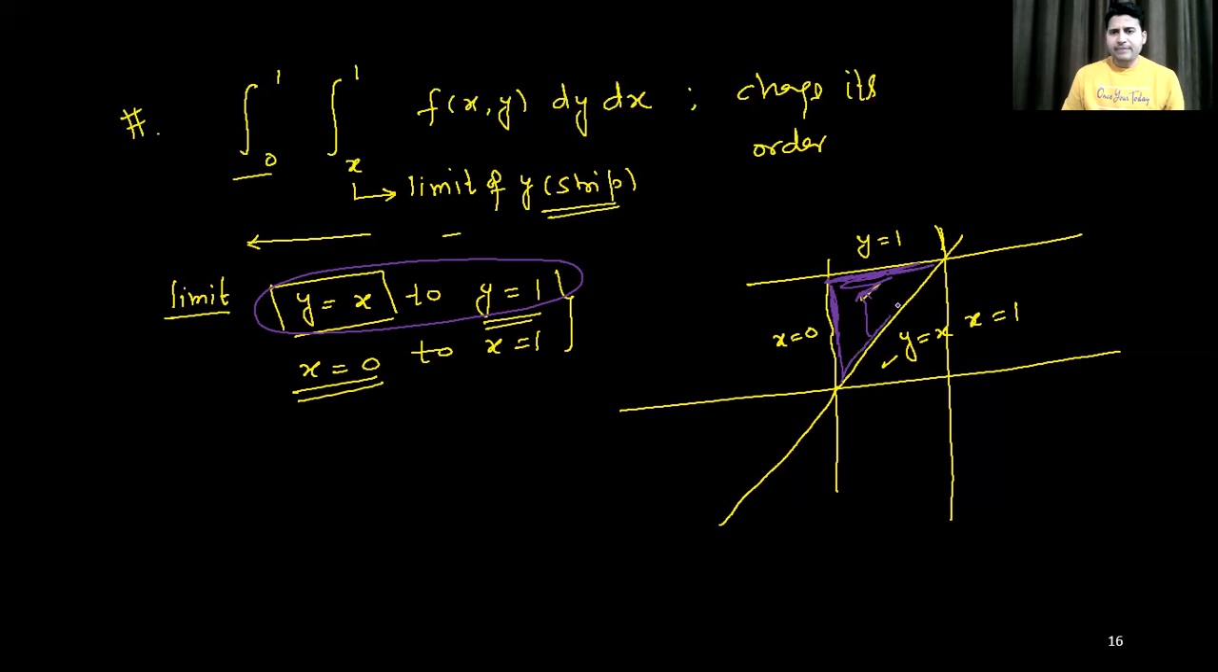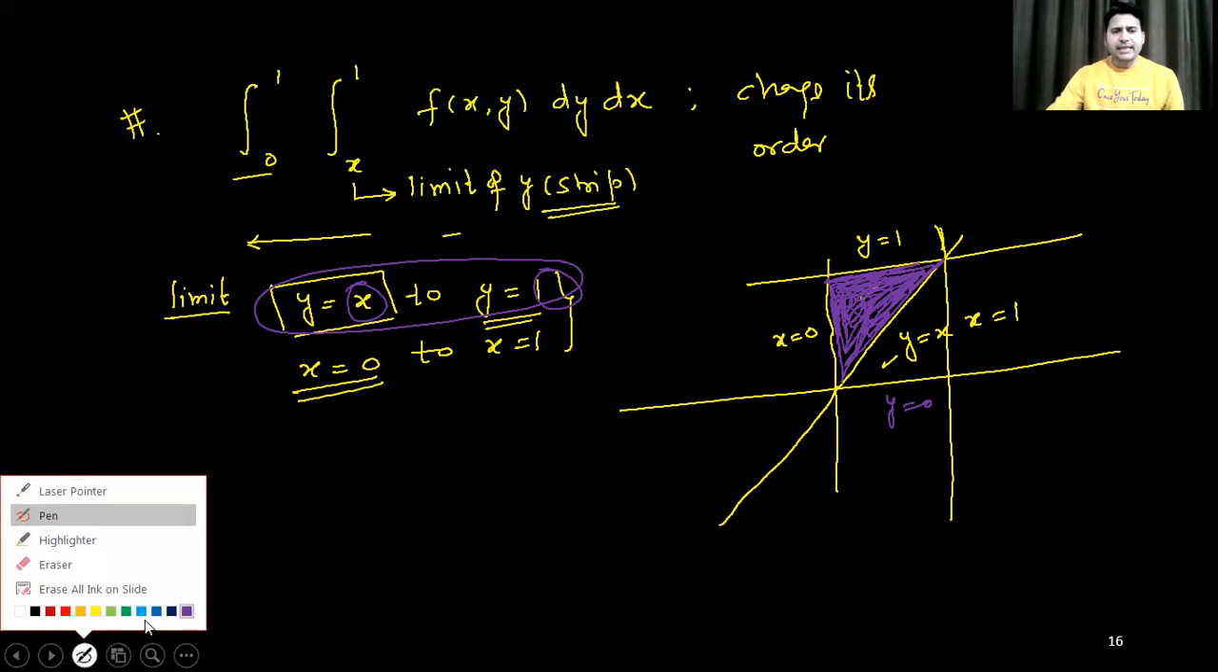Once again I am repeating it. How do we decide which region of integration we should take? As there are two triangles, the given limit says it's from y equal to x to y equal to 1. You can see y equals x to 1 is the upper triangle. The lower triangle is y equal to 0 to y equal to x, which is not part of the limit. So we should take the upper region.